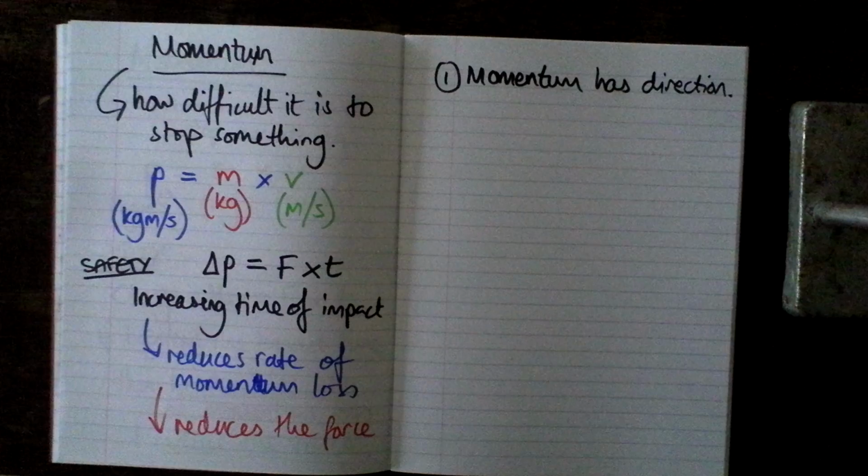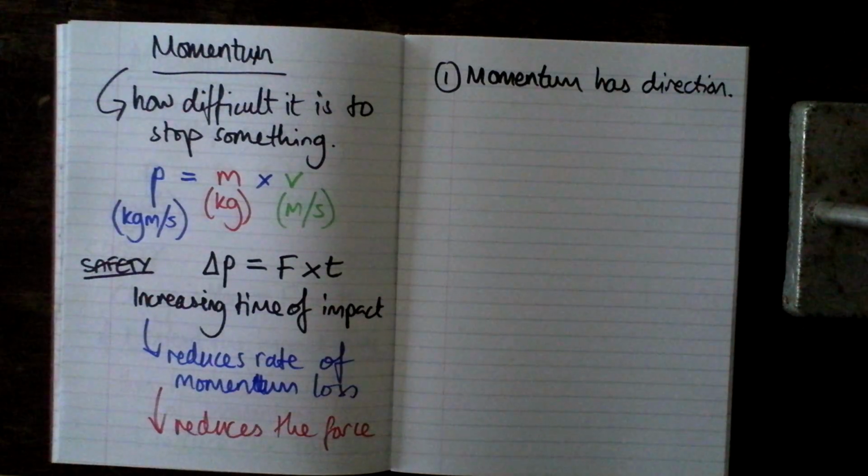So if I tell you that a car travelling has 3,000 kilogram meters per second of momentum, you should ask me, well, in which direction? Is it travelling forwards? Is it travelling north? Is it travelling up? Which would be very unusual. So momentum needs to have a direction.